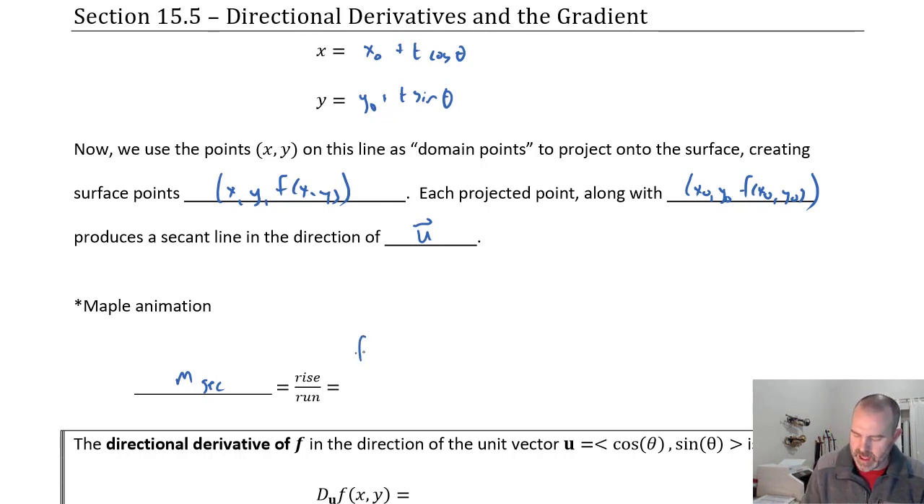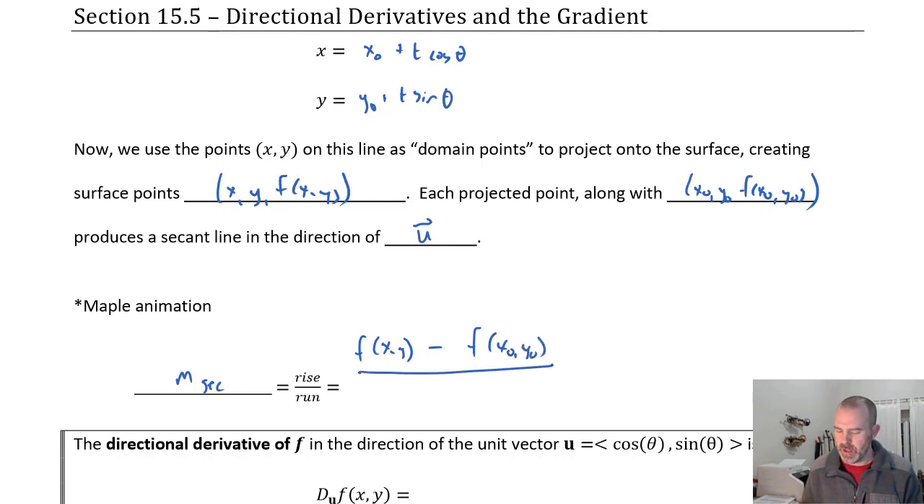All right, so that's f of x, y minus f at the original one, x naught, y naught. That's the fixed one, and that happened to be the higher one in the animation. And then the distance in the xy plane, it's a Pythagorean theorem. So that's just x minus x naught, just the distance between 2 points.